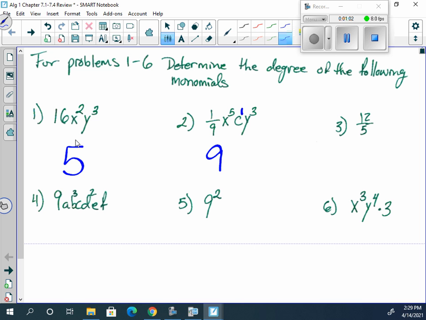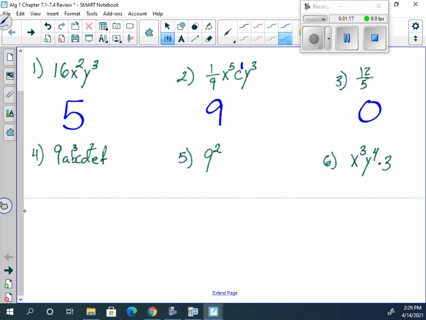Are there any variables? No. I mean, we could add them all in, but they would all have exponents of 0, because anything to the 0 power is 1. Knowing that, y'all can get 4 and 5 pretty easily. What about number 6?